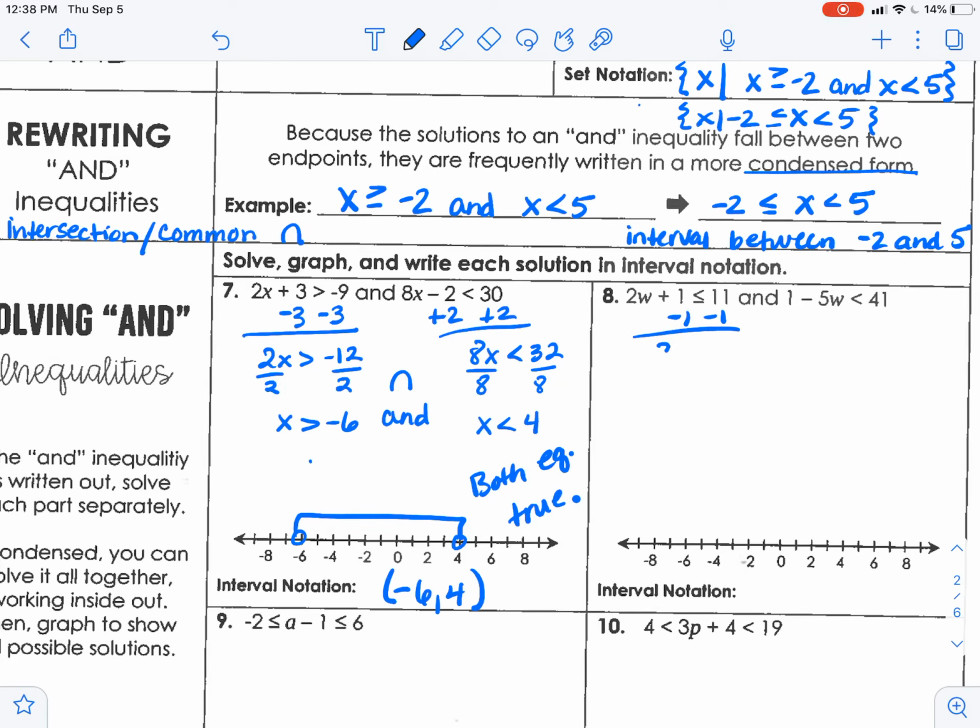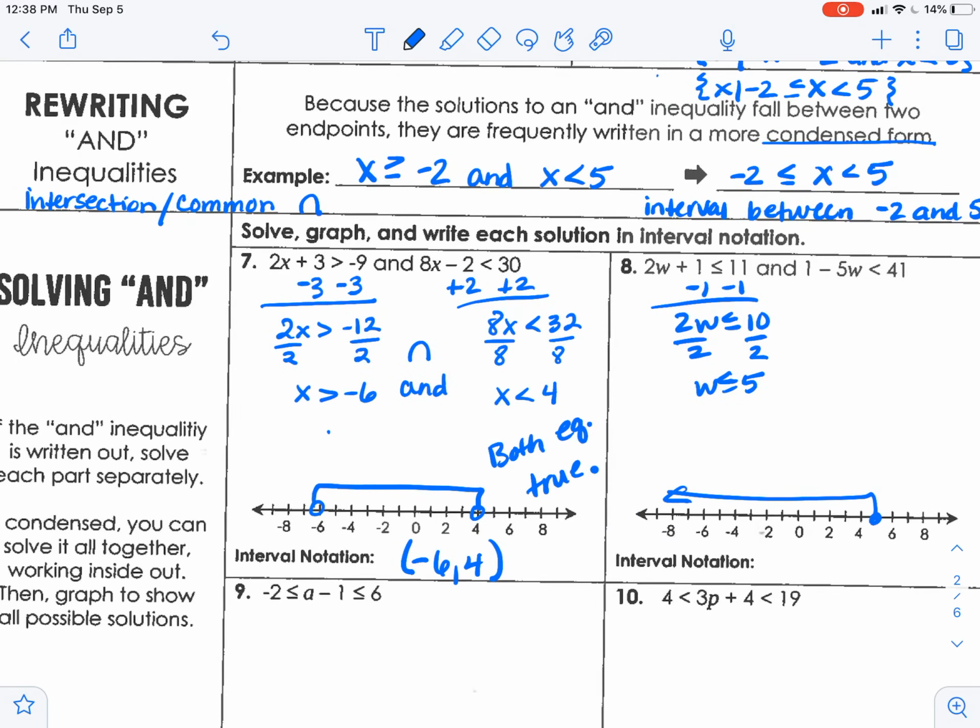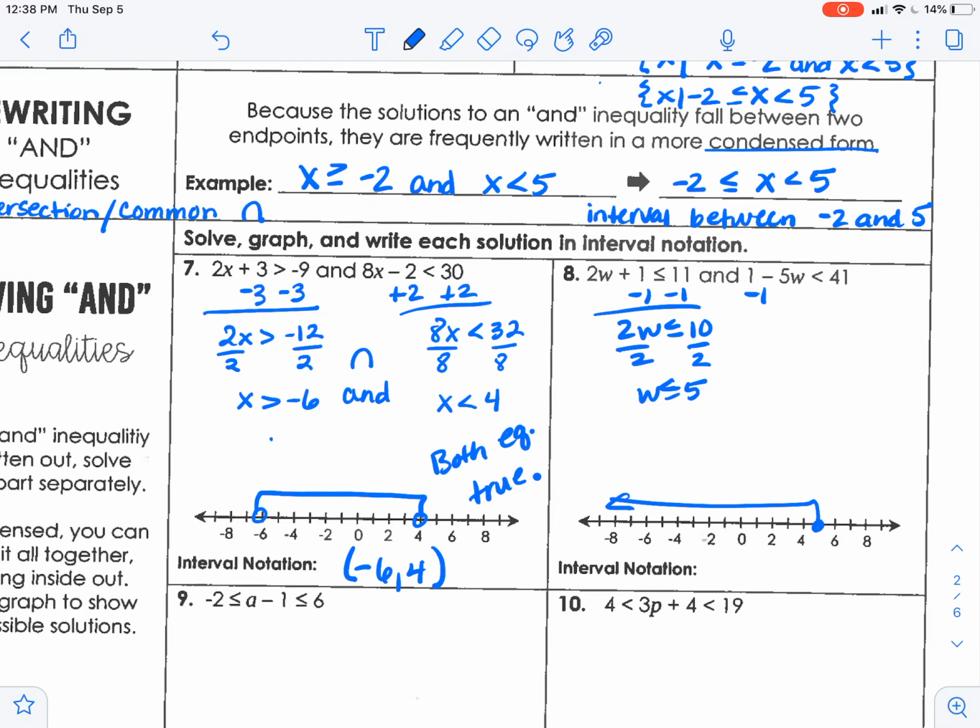So I'm just going to run through this really quick. Okay, so W is greater than or equal to 5. Sorry, less than or equal to. I'm not sure what I'm doing. Okay. There we go. And then I'm going to do my next one. Divided by a negative, so I got to flip my sign.